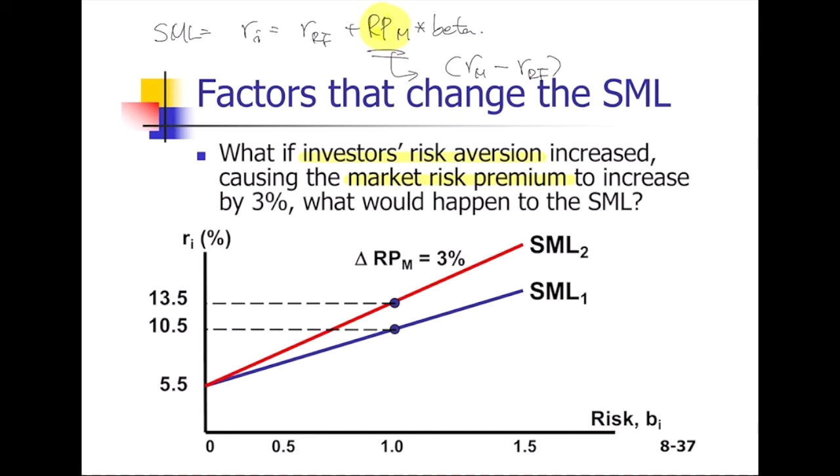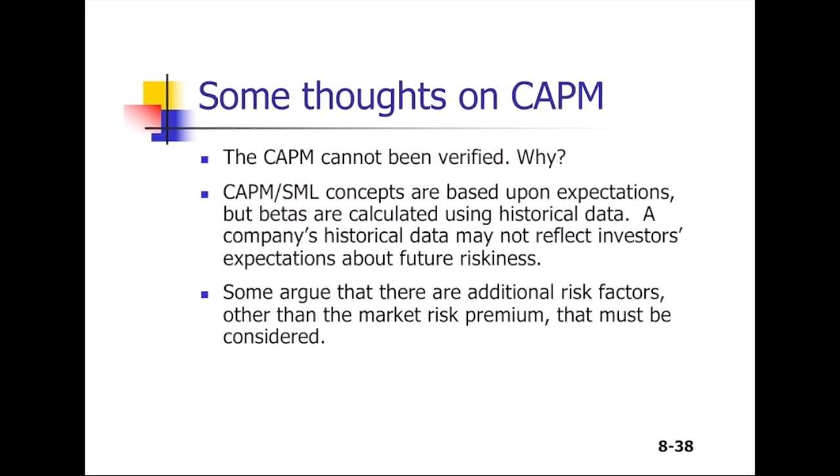Then what would happen to the SML? As we learned before, the slope of the SML is what? The slope is the market risk premium, right? So if the market risk premium changes, it means the slope changes. So in this case, the slope moves up, right? There are some sort of issues on CAPM.